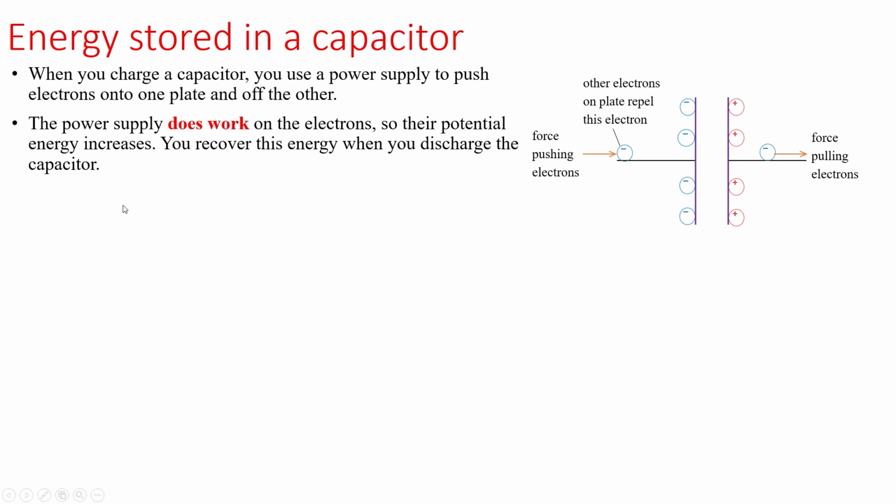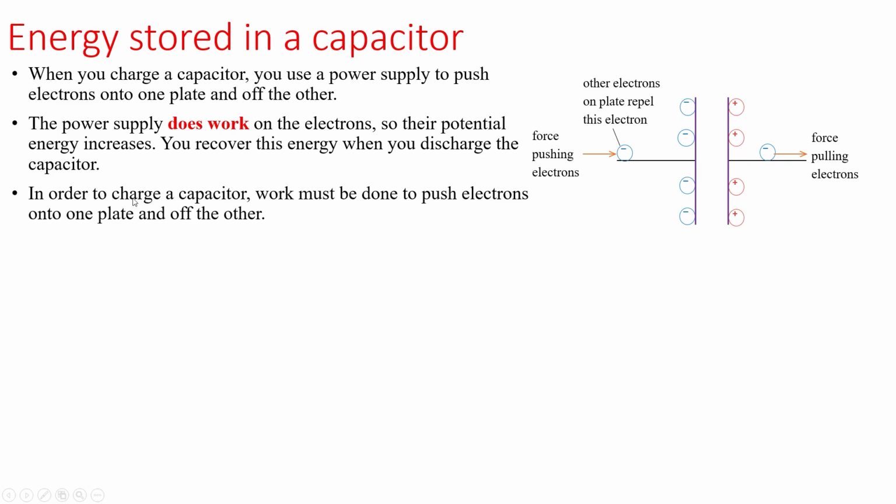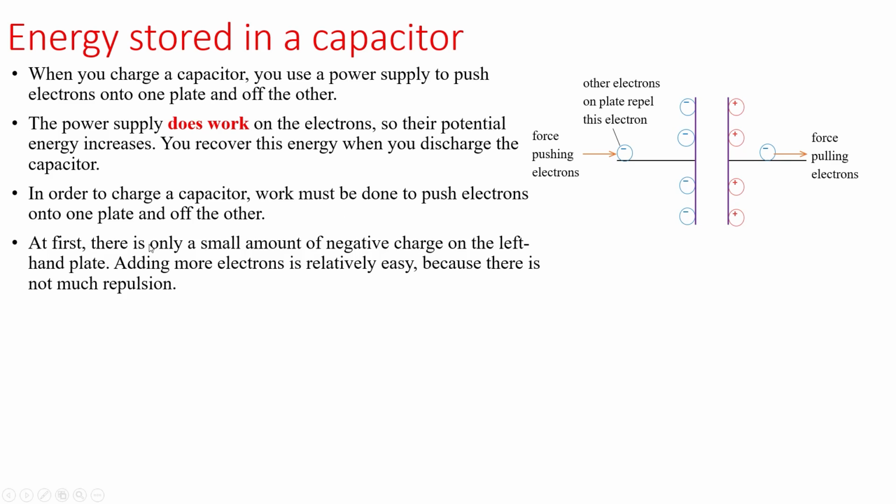Is that clear? Whenever you are transferring charge from one plate to another plate, what happens? You are actually providing the force. So this force will compel the charge to cross this bridge. In order to charge a capacitor, work must be done to push electrons onto one plate and off the other. So you have to do the work, and this work is equal to the energy which is being utilized after discharging the capacitor. At first there is only a small amount of negative charge on the left hand plate. Adding more electrons is relatively easy because there is not much repulsion.